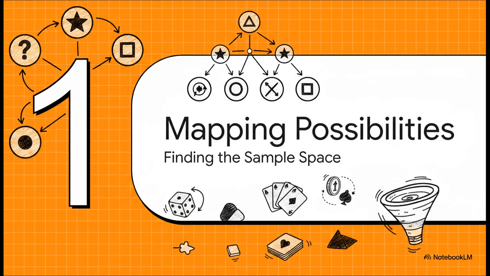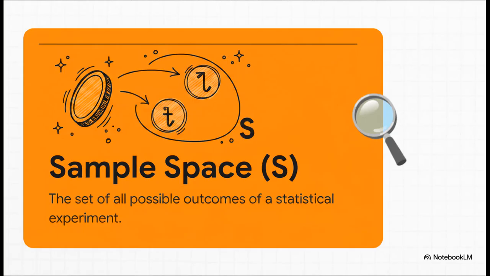Part 1, mapping all possibilities. This brings us to an absolutely fundamental concept, and that is the sample space. By definition, a sample space, which we usually just represent with the letter S, is the set of all possible outcomes of a statistical experiment. Think of the simplest experiment you can possibly run. Flipping a single coin. Your sample space there is just 2 outcomes, right? Heads or tails. Every individual outcome inside the space is called an element or a sample point. It's basically the absolute boundary of what could happen in our specific scenario.